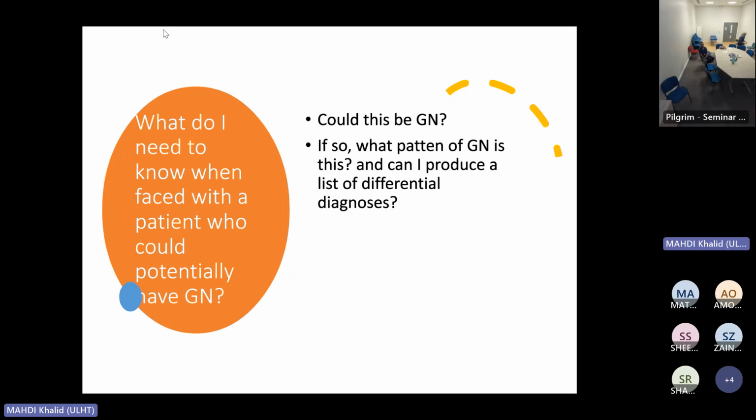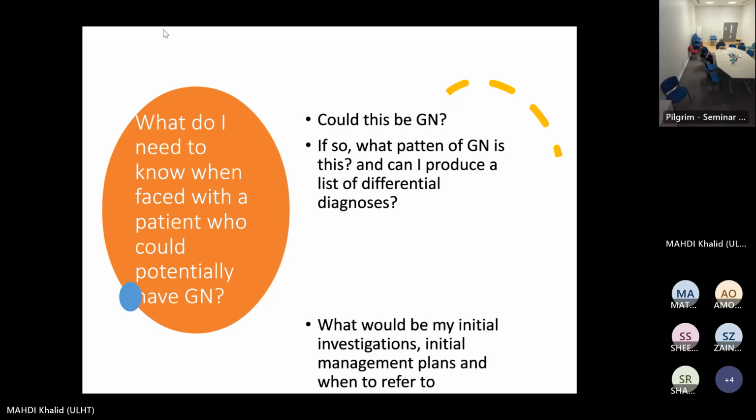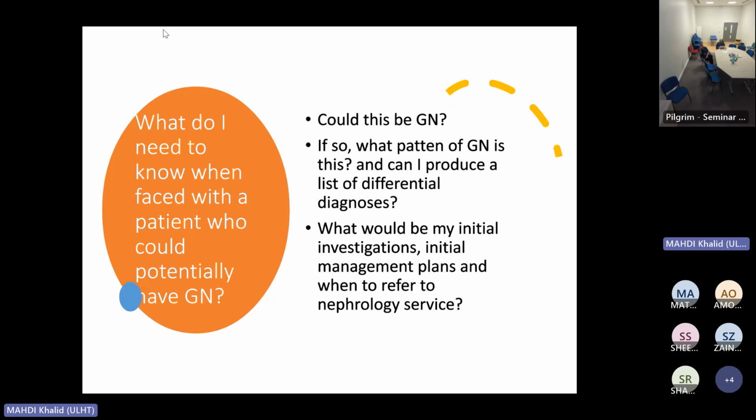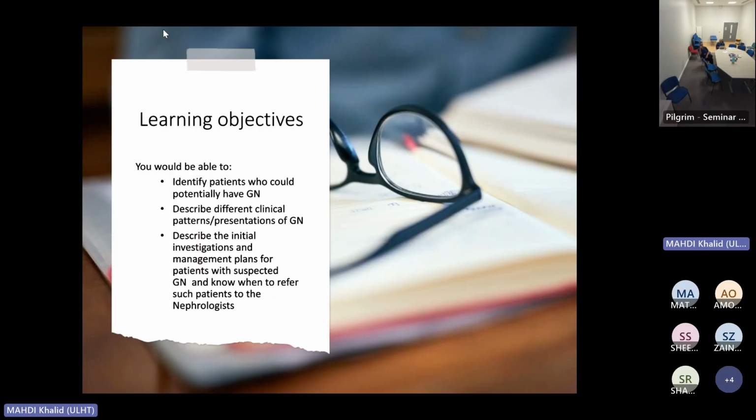It's all about recognizing patterns. I say this is nephrotic, or nephritic; there's something overlapping. You need to be able to put them in a pattern, and from there you can start making a list of differential diagnoses. Getting a final diagnosis in most cases requires a kidney biopsy. Early recognition, early referral, having an idea of what this could be, and planning your initial tests when you see them. So the objectives are being able to identify patients, recognize patterns, and describe how you manage them when you see them initially.